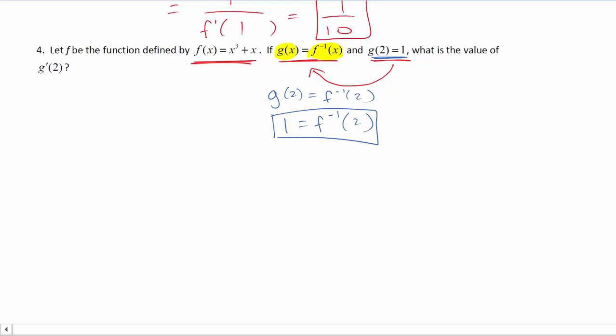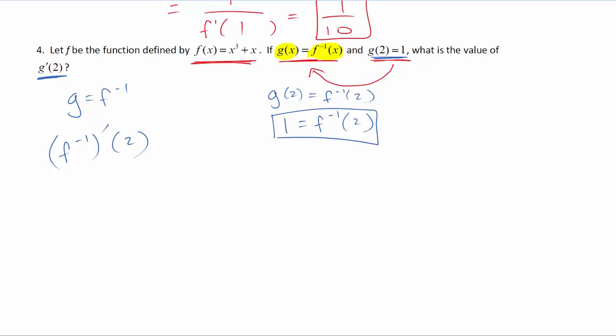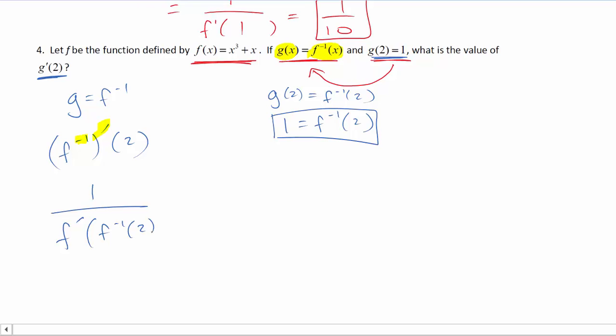So now it says, what is the value of g prime of 2? Well, again, g itself is equal to f inverse. So when I see g prime, I'm really seeing f inverse prime of 2. And right now, since we're taking the derivative of an inverse function, I'm going to have to use my formula: 1 over f prime of f inverse of 2. f inverse of 2, right up here.